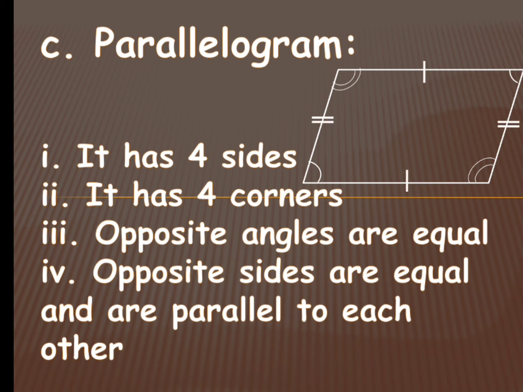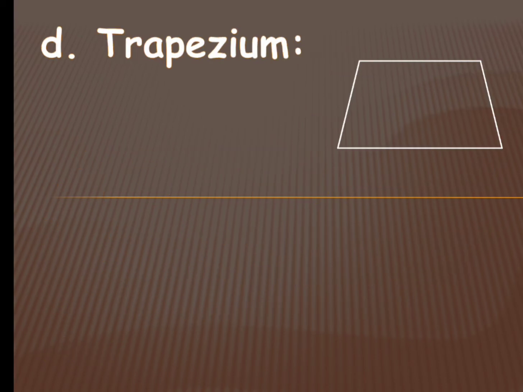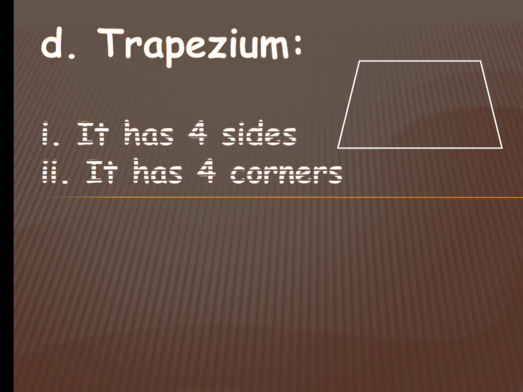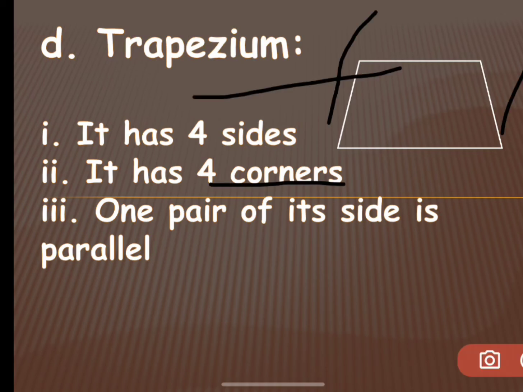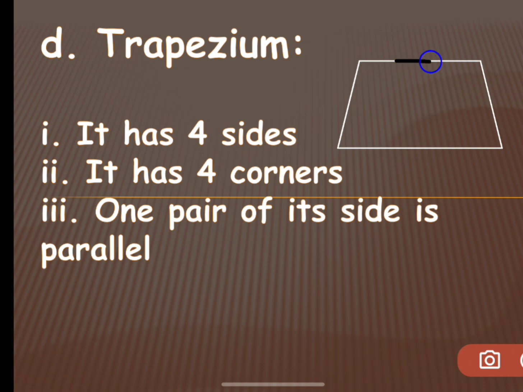Next, opposite sides equal and parallel. Okay, now coming to trapezium. So this is your trapezium, children, as this is also a quadrilateral. It has four sides and four corners. And what else? One pair of its sides is parallel. Only one side is parallel, children. That is, so only this side is parallel.